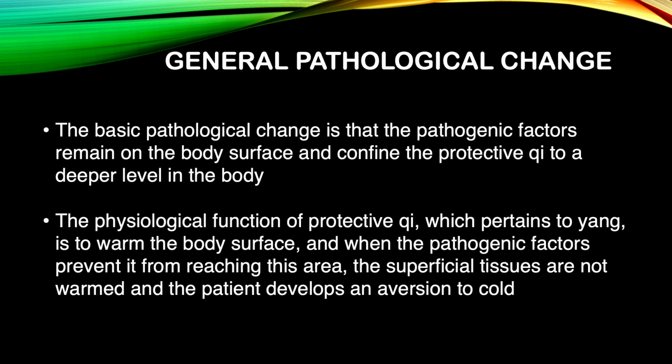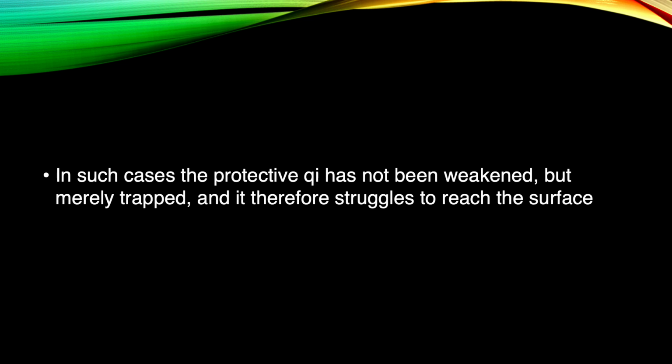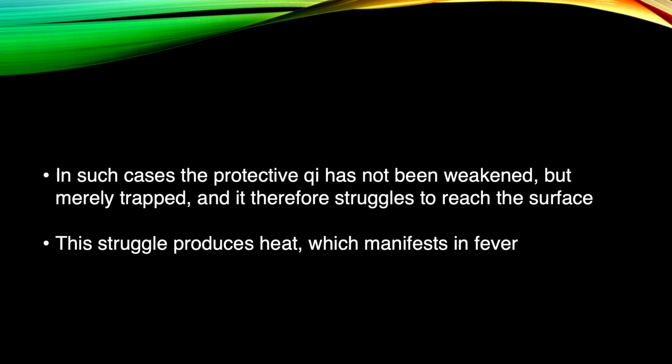The physiological function of protective chi or defensive chi, which pertains to yang, is to warm the body surface. And when the pathogenic factors prevent it from reaching this area, the superficial tissues are not warmed and the patient develops an aversion to cold. In such cases, the protective chi has not been weakened but merely trapped, and it therefore struggles to reach the surface. This struggle produces heat, which manifests in fever.